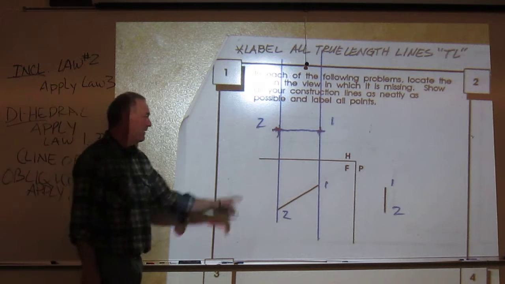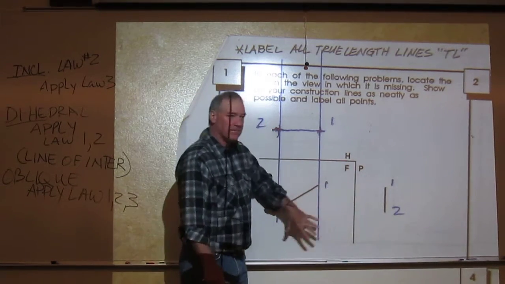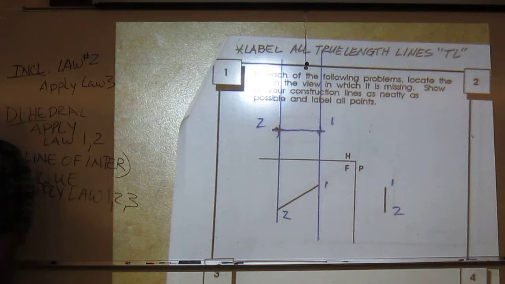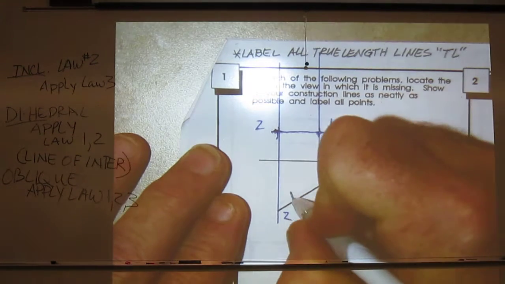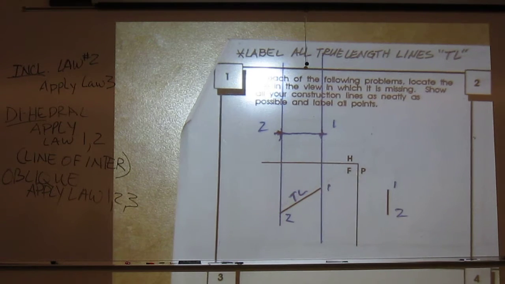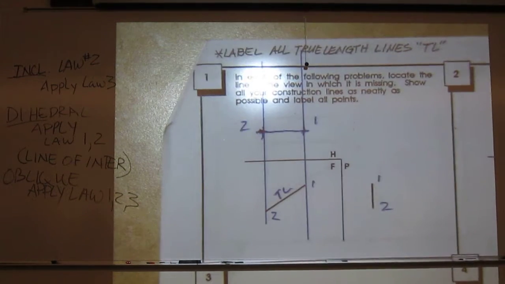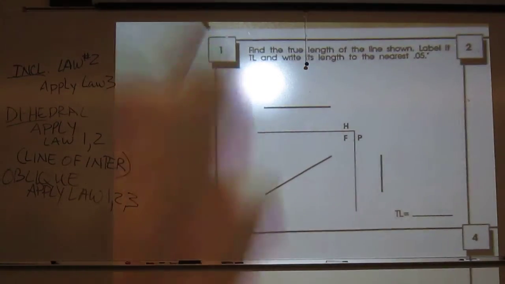How do you know it's true length? Well, this line's now parallel to here, so it must appear true length. This one's parallel, so it must appear true length. So in this case, yes, I do have one. So I would come in and label that TL. You actually knew that before you drew the upper one. Yep, you did. Okay. So you're doing that on all of these. Let's go to the next page.